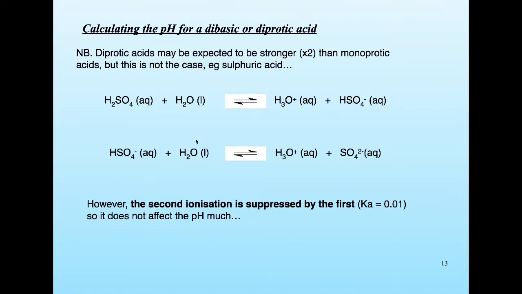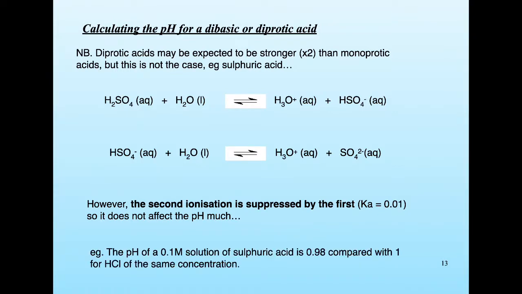What happens is, because there's lots of these present after the first dissociation, this second dissociation is suppressed. It's kept to this side. By Le Chatelier's principle, if we increase the concentration of H3O+, it forces this equilibrium to this side. So the second ionization, we can say, is suppressed by the first, and it has a Ka. Now remember, Ka exists for weak acids, so that's the Ka of this hydrogen sulfate ion. Okay?